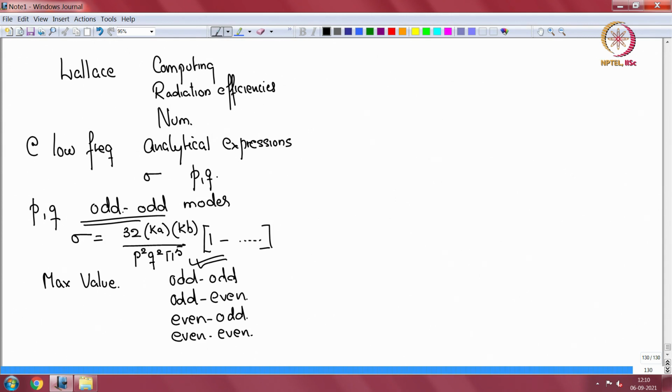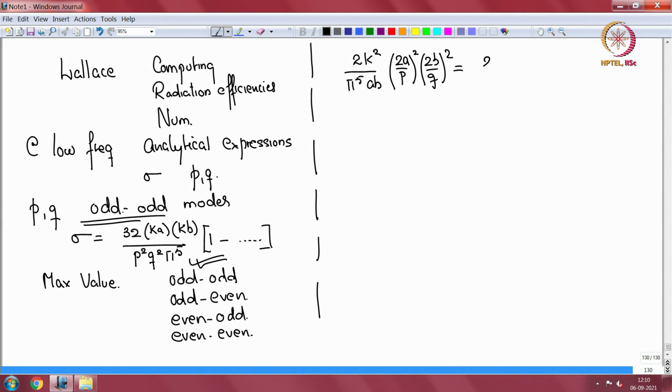Okay. Now this expression, the dominant term, can be written also as twice K square by pi to the power 5 AB into twice A by P whole squared into twice B by Q whole squared, and if you recognize this, this is twice K square lambda x square lambda z square divided by pi to the power 5 AB.